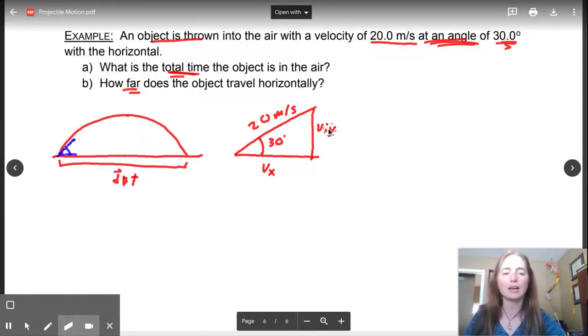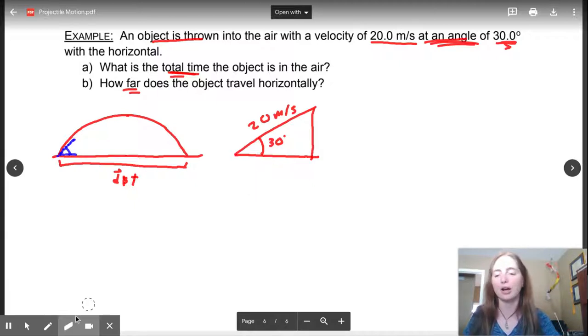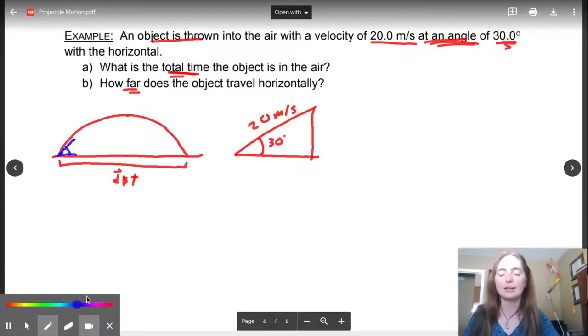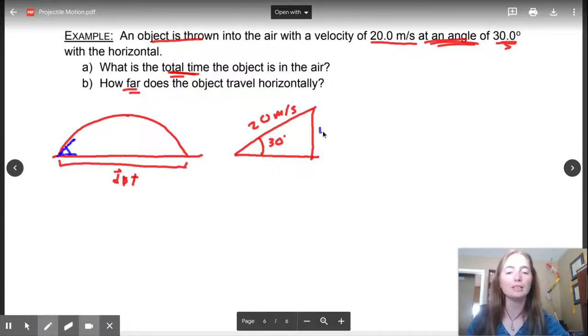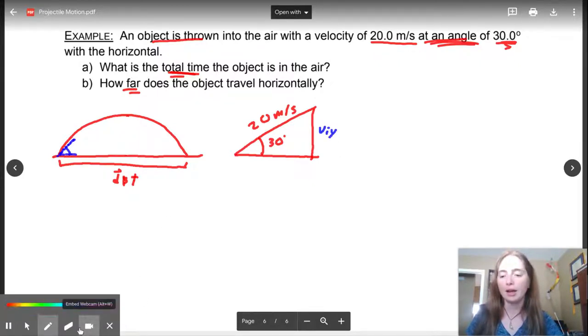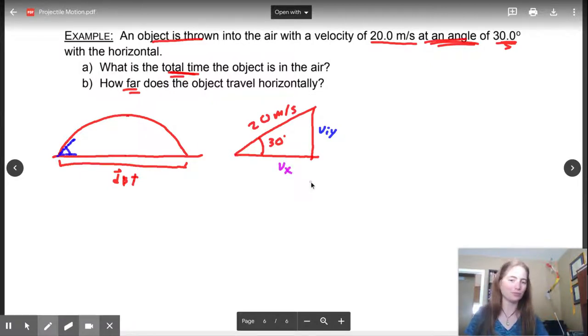So like we did last time, I'm actually going to change colors here, and I'm going to keep things consistent for you guys. Last time, I think we did the blue on the Y, so VIY, and then we did pink on the X.